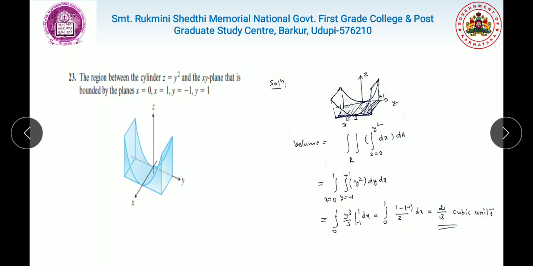and this fixed x varies from 0 to 1. Integrating with respect to z, it gives integration of 1, that is y square itself. Then integrate with respect to y, it becomes y cube by 3, put the limit, and then integrate with respect to x, it gives 2 by 3 cubic units as the volume of this solid.